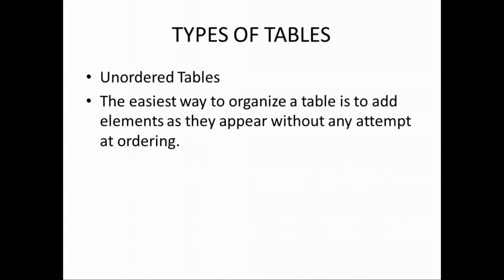The easiest way to organize a table is to add elements as they appear without any attempt at ordering. That means that as elements show up, you organize them as they show up. There's basically no need for you to start ordering the elements. So that's how it works. The elements are not ordered as they come; as they appear, they are being added to the table.